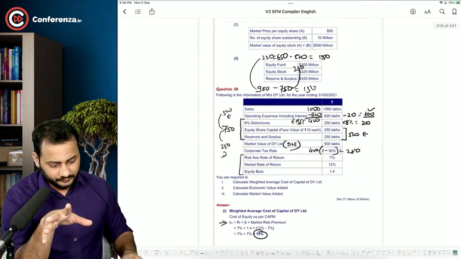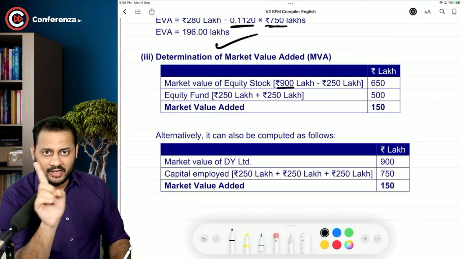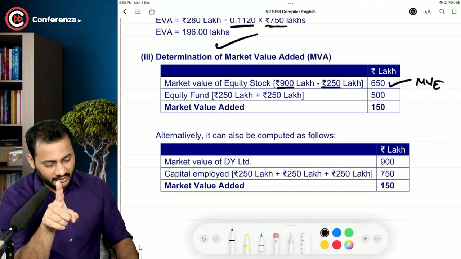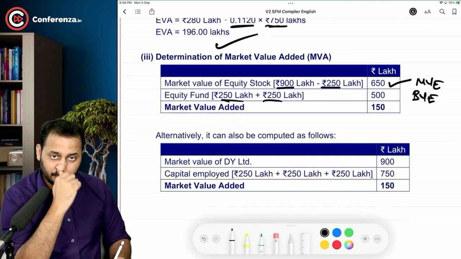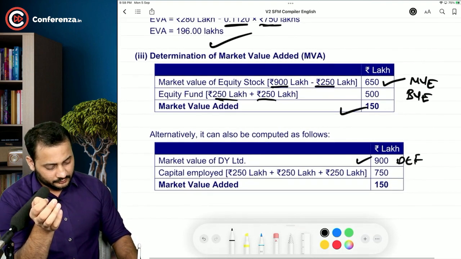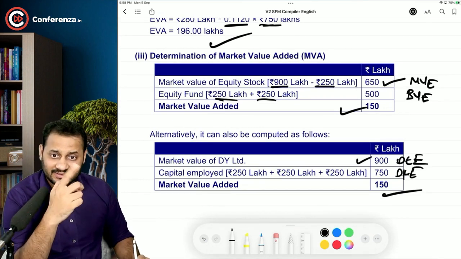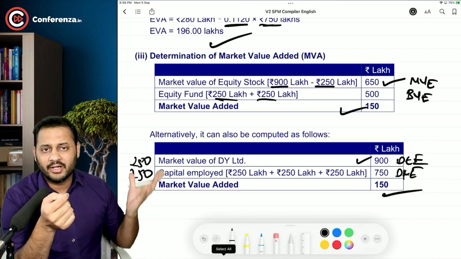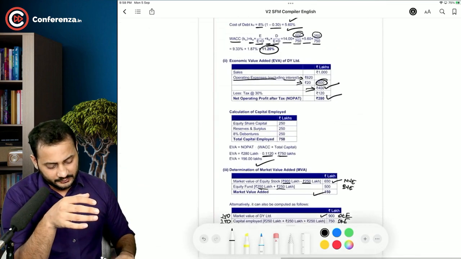Do you understand that? See, 900 is the total value of equity and debt. Once you remove the debt value, you will reach the market value of equity. And book value of equity is 250 plus 250. So the answer is 150. Or else you can take debt and equity both, and this is also debt plus equity both. Answer is 150 because debt is the same. 250 of the debt is included here, 250 of the debt is included here. So it will automatically become 0. And what will be left is only the value of equity, the market value added.